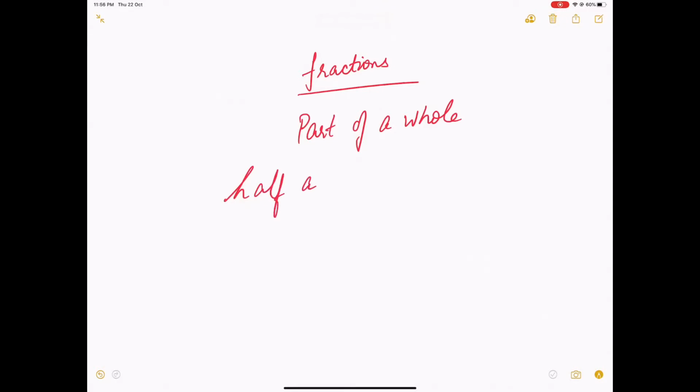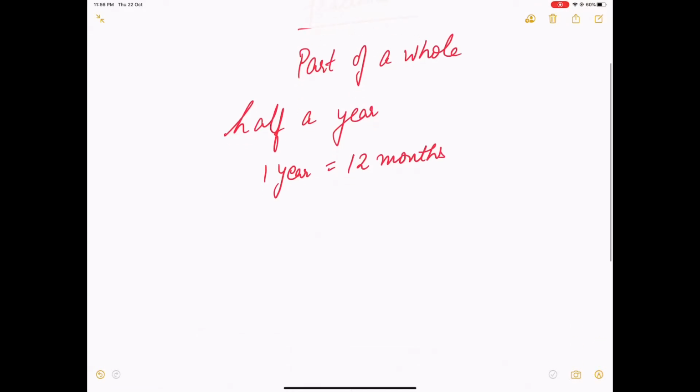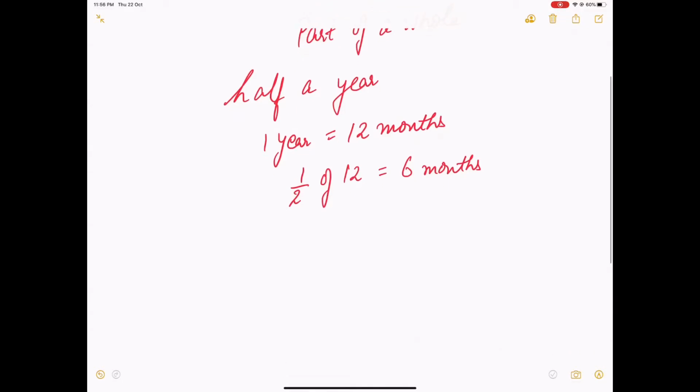So when I say half a year, what do you think? For how many months he would have slept? So 1 year has 12 months. And half means divided by 2. That you can do just by calculating it in your mind. So half of 12 is 6 months. Can you imagine a person spending 6 months in sleeping only? But we don't do that, right?